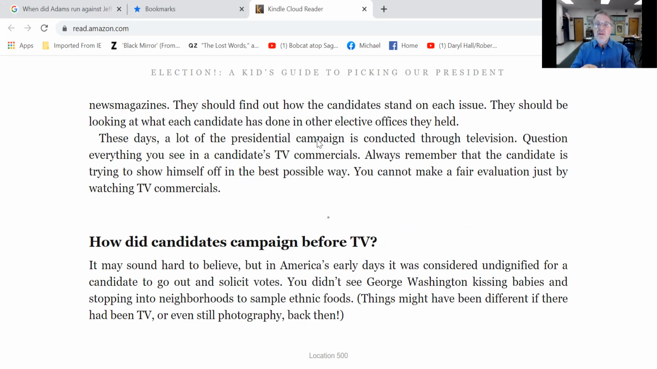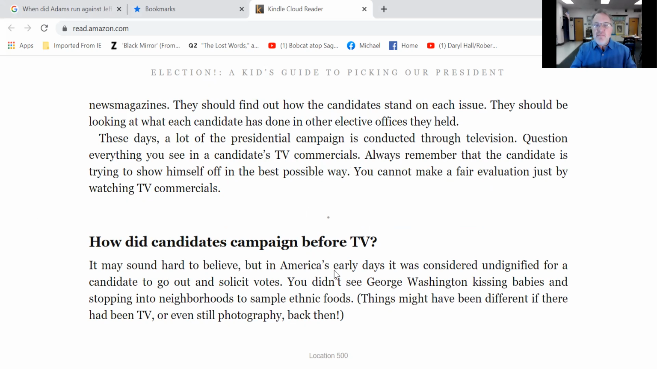These days, a lot of the presidential campaign is conducted through television. Question everything you see in a candidate's TV commercials. Always remember that the candidate is trying to show himself off in the best possible way. You cannot make a fair evaluation just by watching TV commercials. It's kind of like trying to evaluate a product just by watching their commercials. Of course they'll look great because they want you to buy the product.